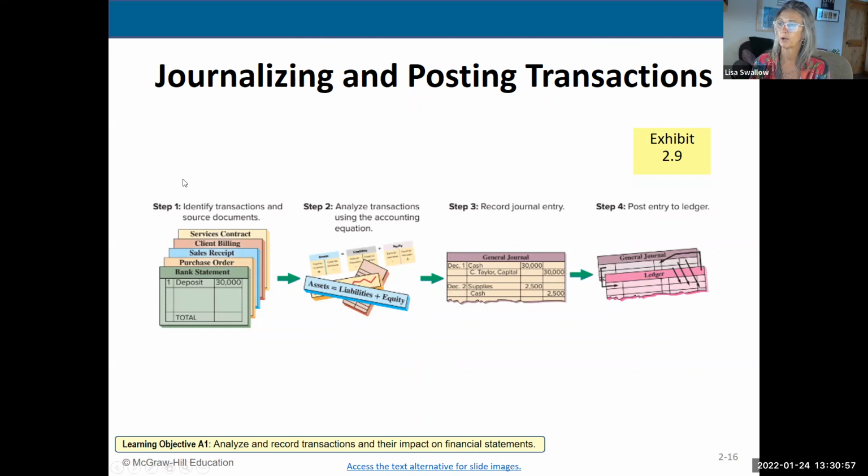So chapter 1, we identified transactions and we looked at source documents, right? Our bills, our receipts, our purchase orders, our bank statements, our employee time cards, etc. Number 2, I spent all of chapter 1 analyzing the transactions using the accounting equation, right? What went up, what went down, and did we keep it in balance? Now we're going to learn how to record all this in a general journal and post to the ledger.